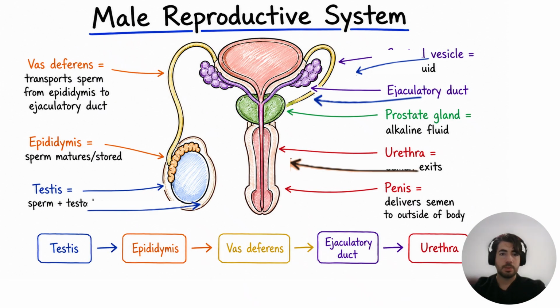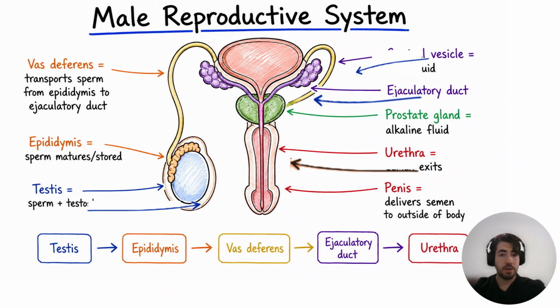Now, let's move to the male reproductive system. Again, you don't need to memorize this like a random list. Try to understand it and just remember the most important terms. So sperm are made in the testes. The testes also produce testosterone.